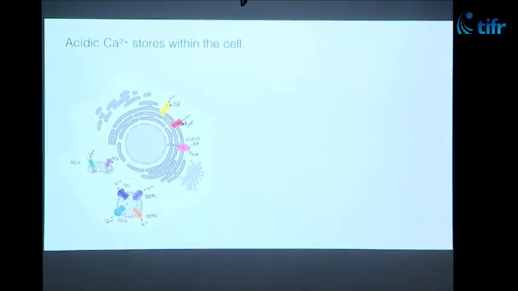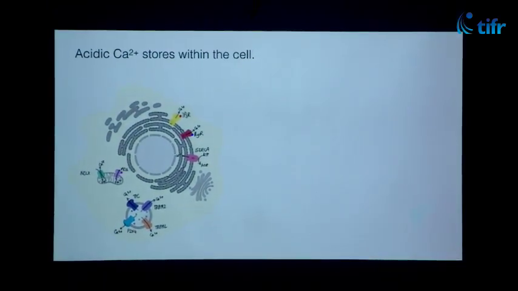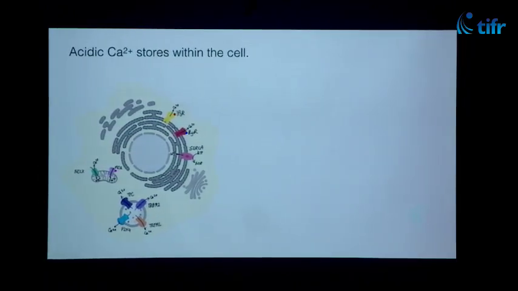Extracellular calcium is about millimolar. Inside the cell, in the cytosol, calcium is nanomolar. And this 10,000-fold difference in calcium is what drives all of biology. The cell signals to itself by elevating calcium inside the cytosol to tell the cell to do a job.